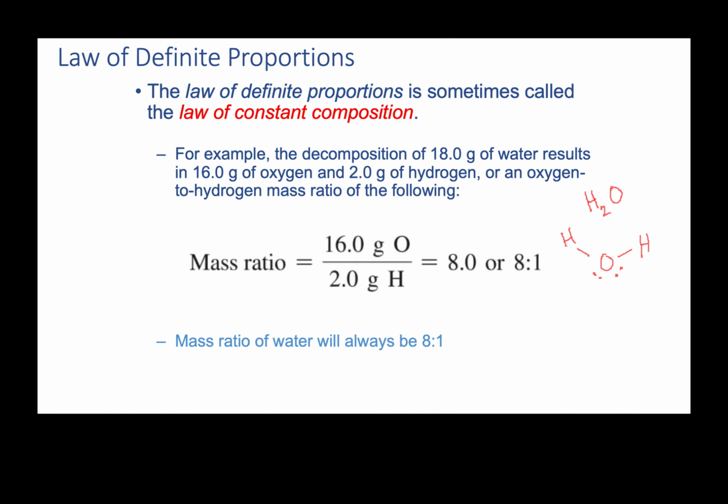So basically, this is a really roundabout mathematical way of saying that a water molecule, or a molecule of H2O, is always going to have 2 hydrogens and 1 oxygen, no matter where it comes from, whether it comes from the ocean, whether it comes from your faucet, it's always going to be H2O, and that is going to give us our 8-to-1 oxygen to hydrogen ratio.